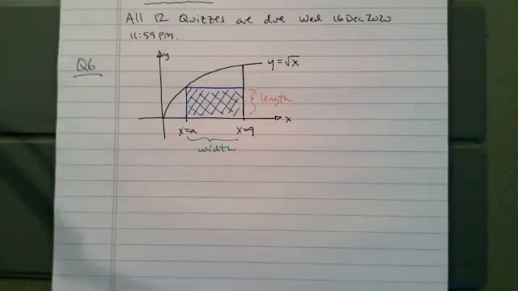In quiz 6, we've got this rectangle inscribed under the graph of y equals square root of x. And there are various questions about this rectangle, including the area and the perimeter. So that means we want to know the length and the width of this rectangle.